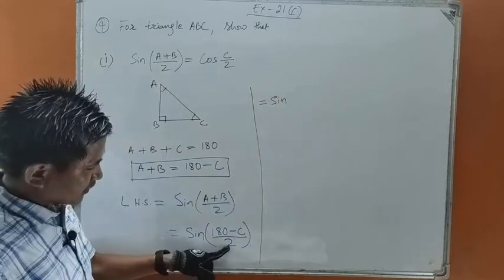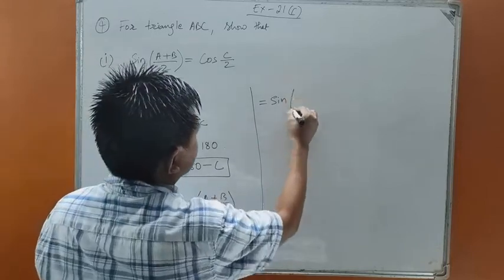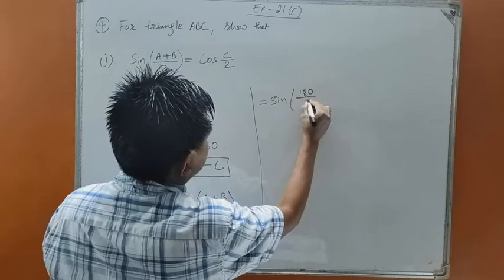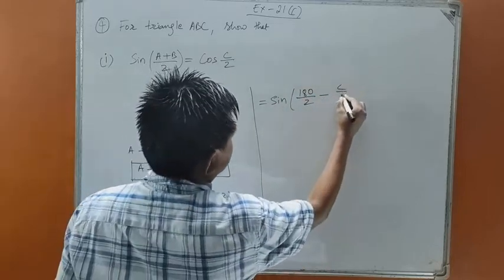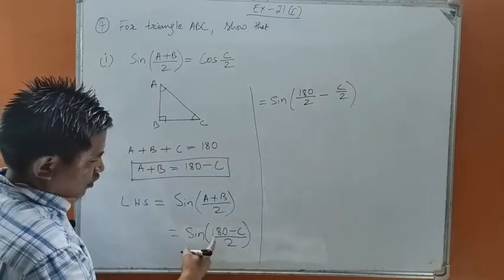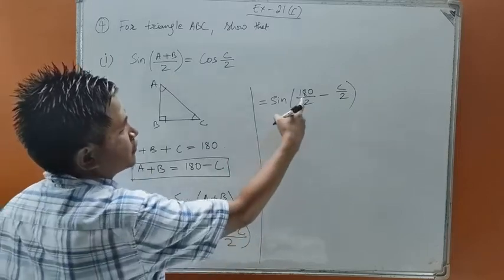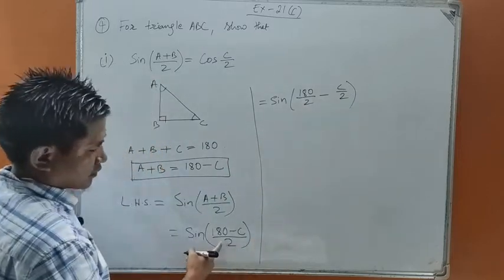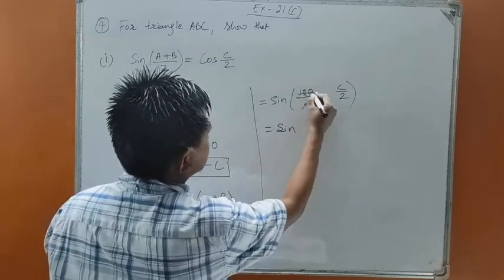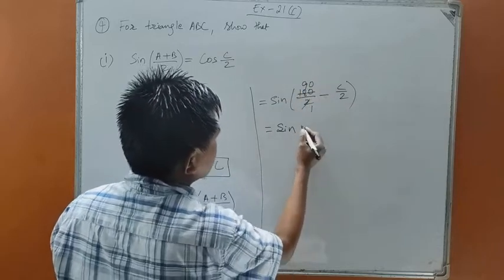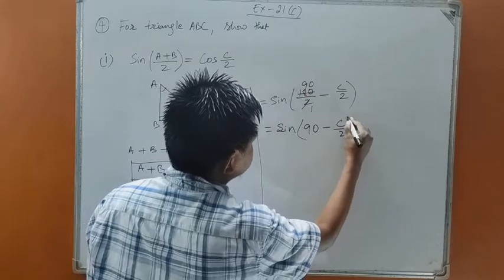So let us divide this 180 minus C individually by 2. Okay, so this means 180 upon 2 minus C upon 2, isn't it? So 180 minus C whole upon 2 means 180 by 2 minus C upon 2. 2 when taken LCM gives us this number, isn't it? So this means sine, 2 1s are 2, 2 9s are 18, 2 0s is 0. This means sine 90 minus C upon 2.